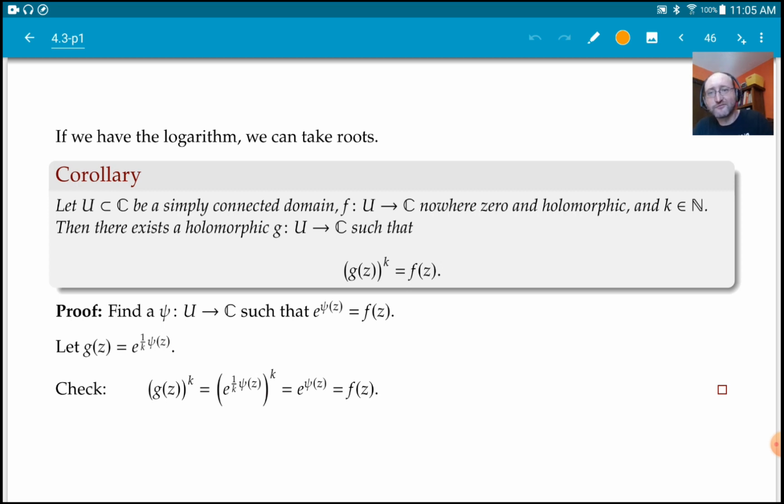So once we have simply connected, we get Cauchy's theorem working on any cycle. Once you have Cauchy's theorem working on any cycle, you get primitives. Once you get primitives, you get logarithms. Once you get logarithms, you get roots. So that's basically what we've done today.